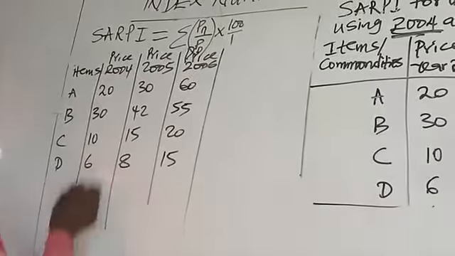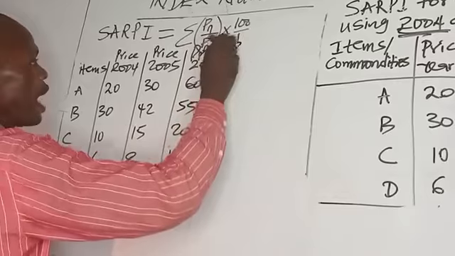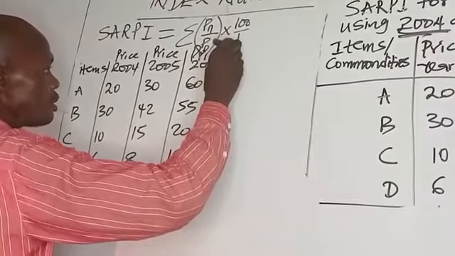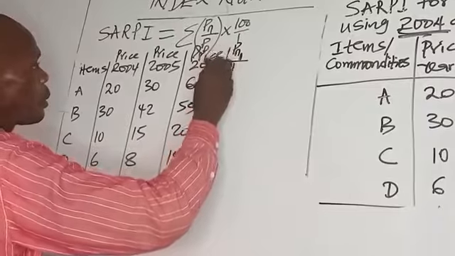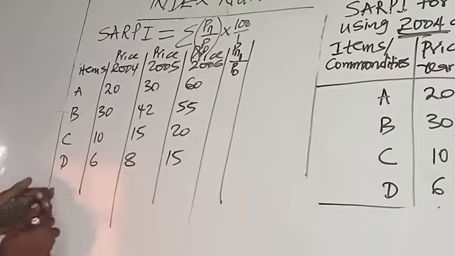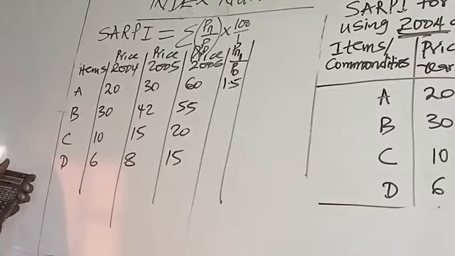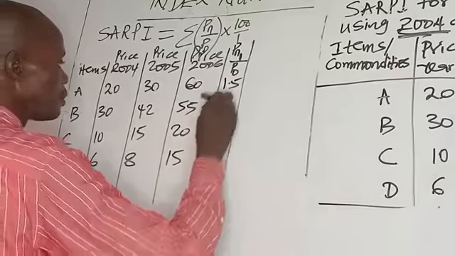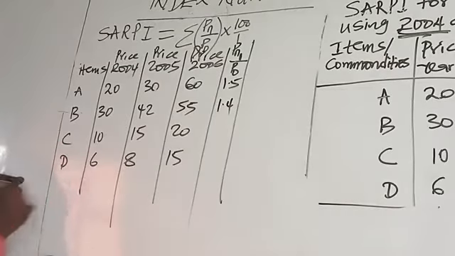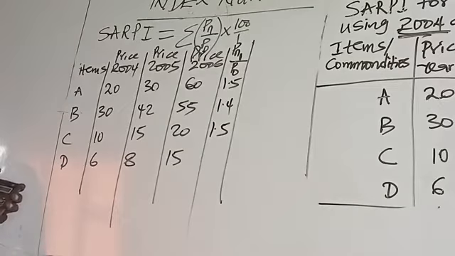So you want to compute the simple average relative price index. You need PN over PO. Let me take the 1 to be year 2005 over PO. PO is 2004. So price for 2005 over price of 2004. 30 divided by 20 gives us 1.5. Then 42 divided by 30 gives us 1.4. Then we have 15 over 10, which is 1.5. Then 8 divided by 6 gives us 1.3.